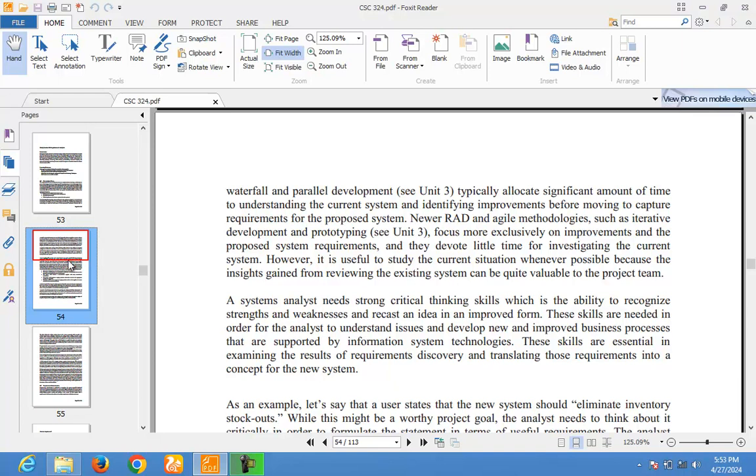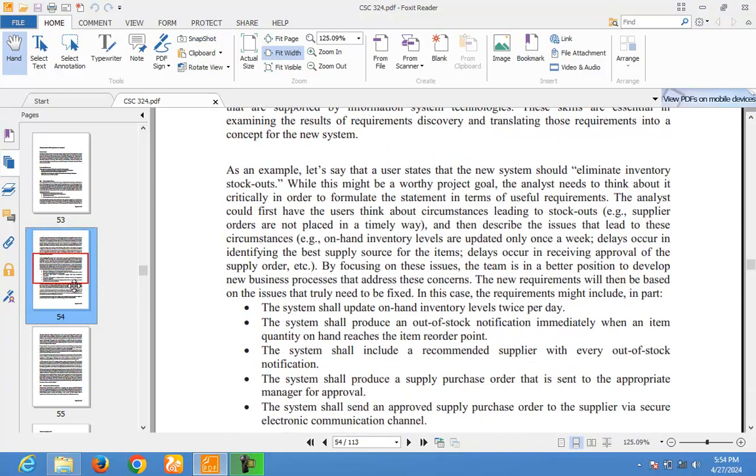A system analyst is the one that does the analysis. You must be able to perform the work and the role of a system analyst. You need to have strong critical thinking capacity, the ability to recognize the strengths and weaknesses that exist in a system. Such skills are needed in order for you to be able to understand issues and develop new and improved business processes that are supported by information system technology. So this is why it is important.